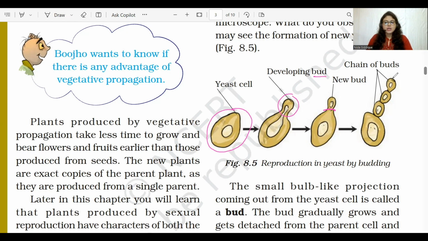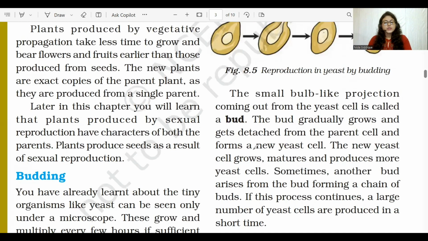And in some yeast, there will be a formation of a chain of buds. Okay, and again, these buds will develop into new organisms. So these small bulb-like projections are called buds. And these buds will gradually grow and get detached from the parent cell and form a new yeast cell. The new yeast cells will grow, mature and produce more yeast cells. Okay, so this is how the yeast cell reproduces.